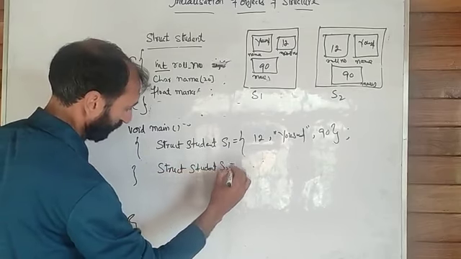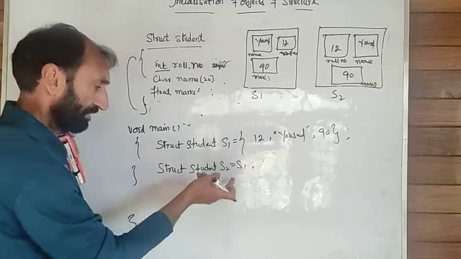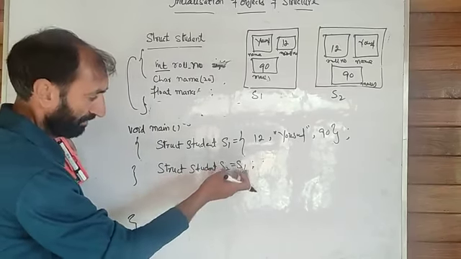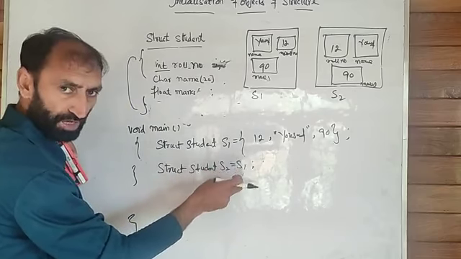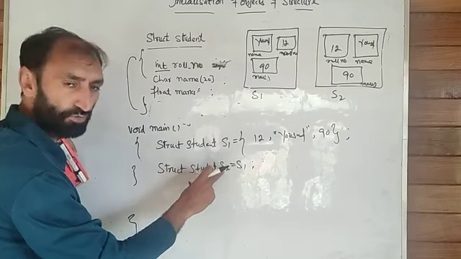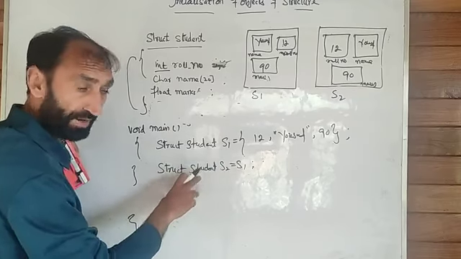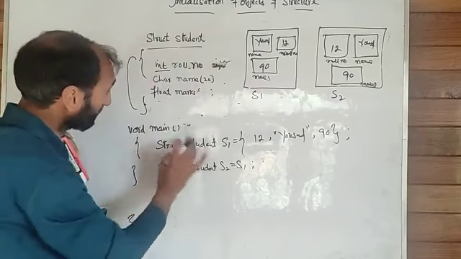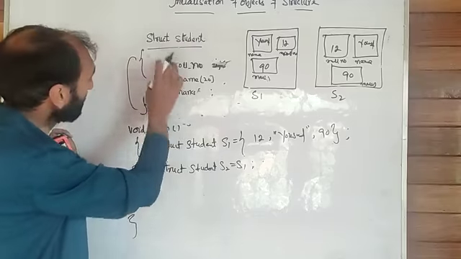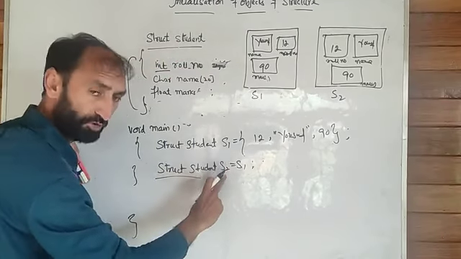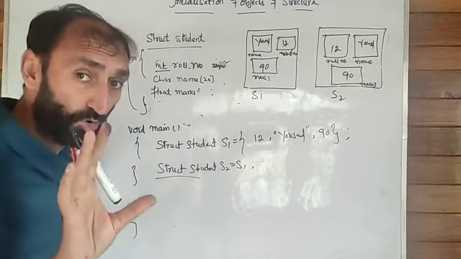Student S2 equal to S1. That means here I have created another variable S2, and the values of S1 are copied to S2. It is possible because both objects have the same structure. If I have the structure student, with the object S1 and the object S2, the copy is possible.